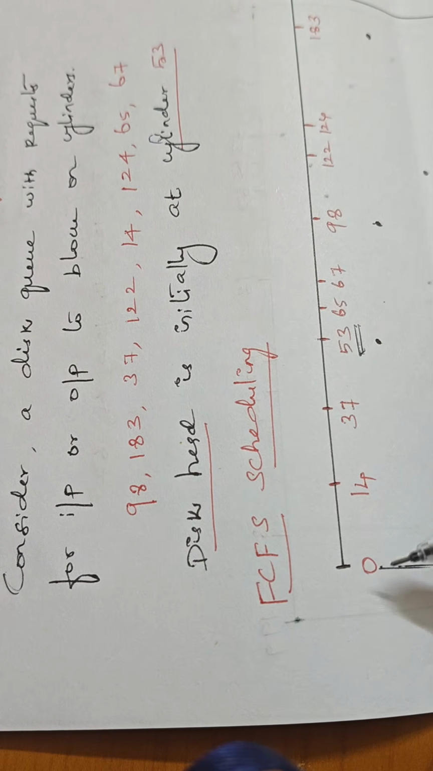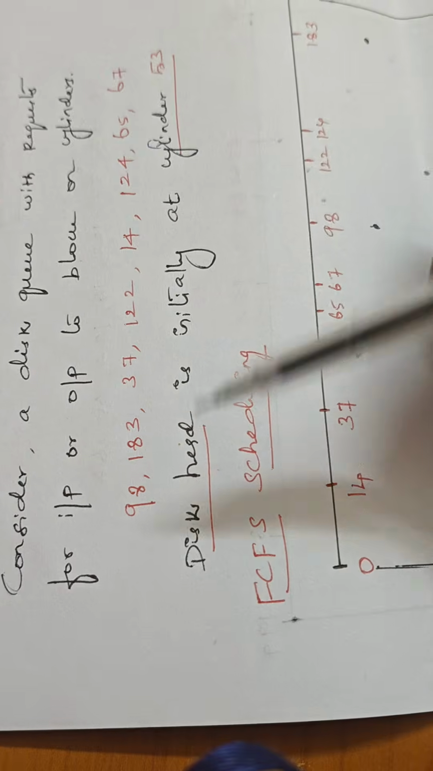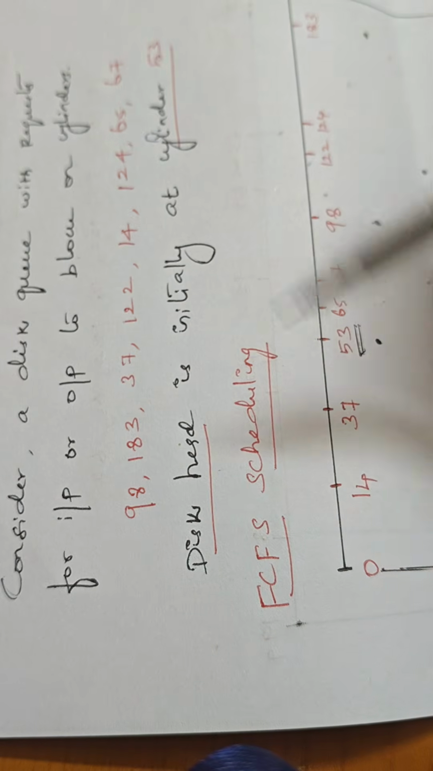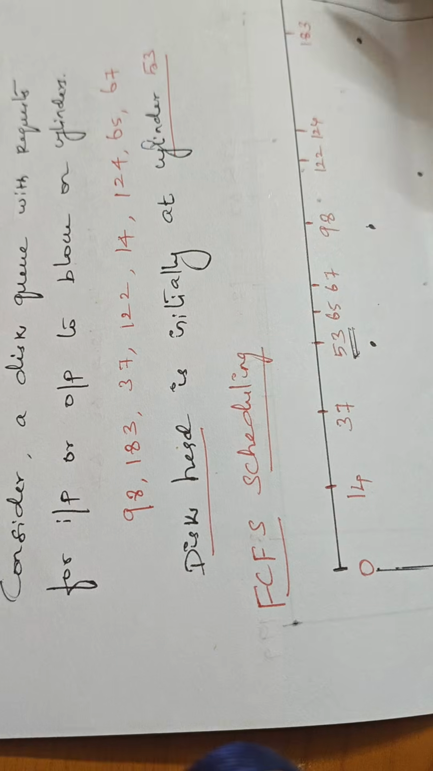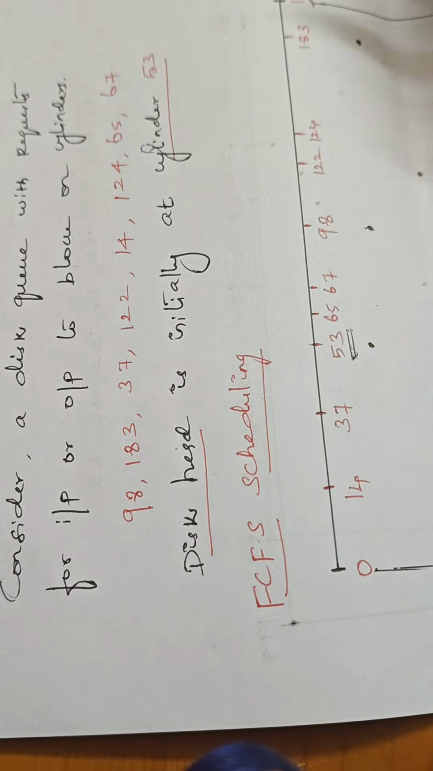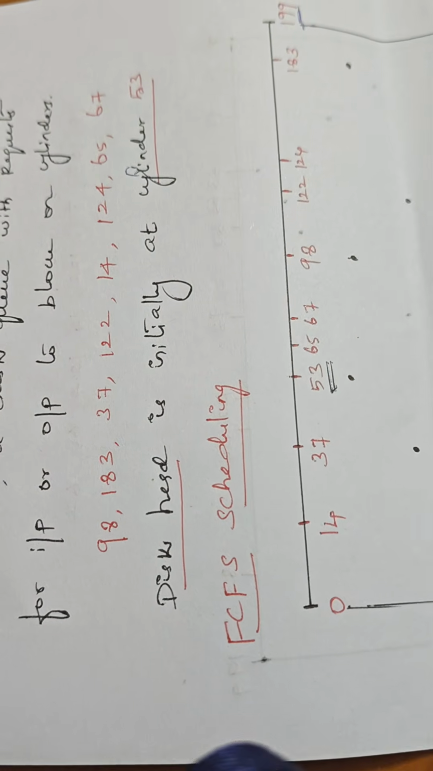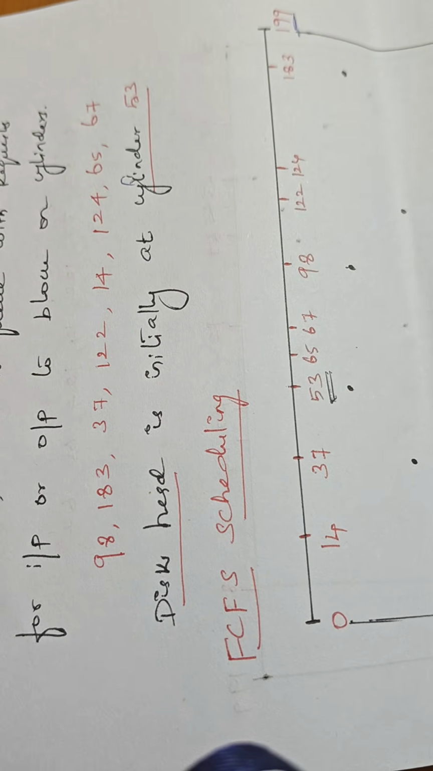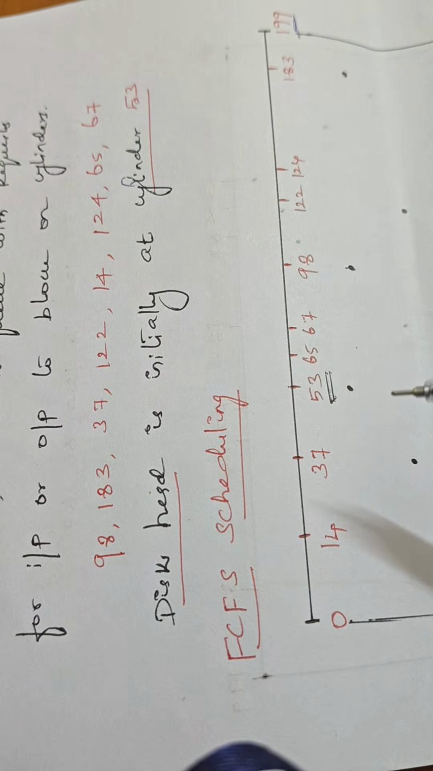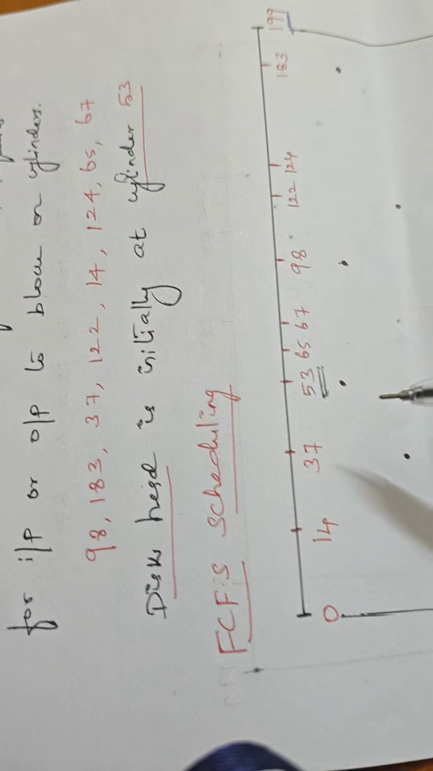the FCFS. So here let us consider the minimal point and the maximal point. Let us have the minimal point as 0 and the maximum value given here is 183. So let us consider the cylinder value till 199. In order to fix this, FCFS is very simple. Whatever request comes in first will be served first.